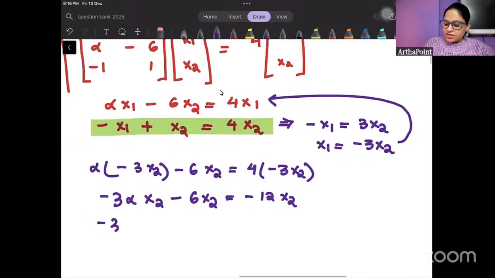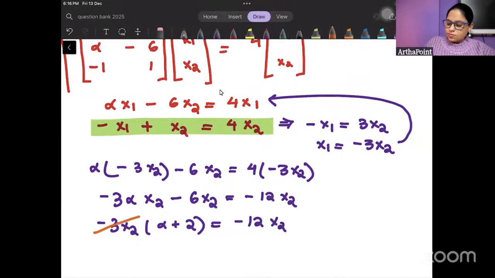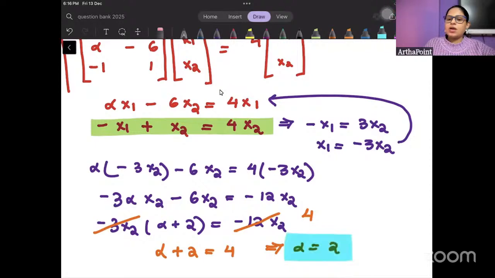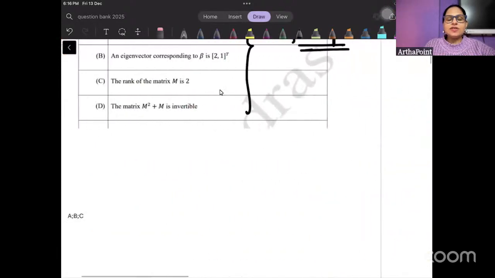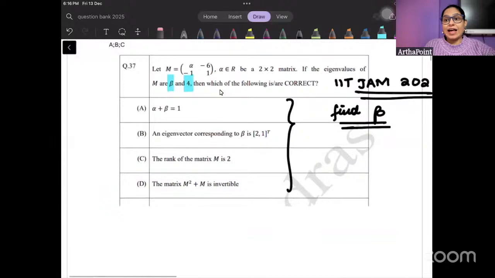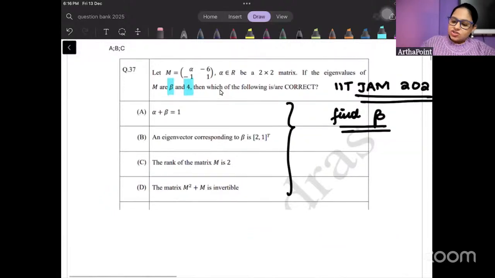Okay, I'm taking minus 3x2 common. Alpha plus 2 equal to minus 12x2... that is, alpha plus 2 equal to 4. That means alpha will be 2. So first thing is, if in this question they would have asked what is alpha, one thing is clear to us: in this question alpha is 2.